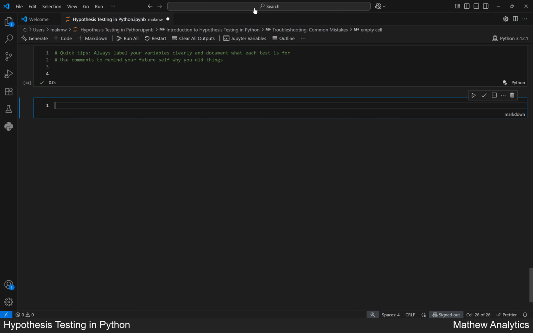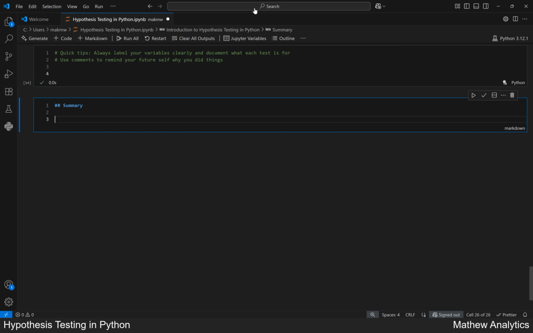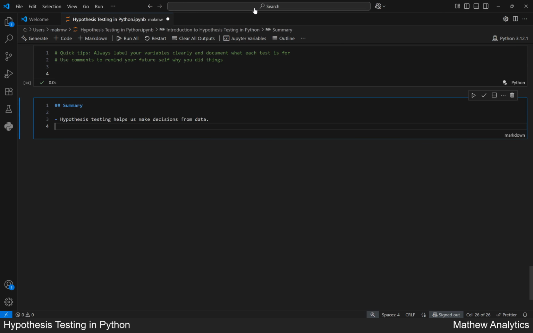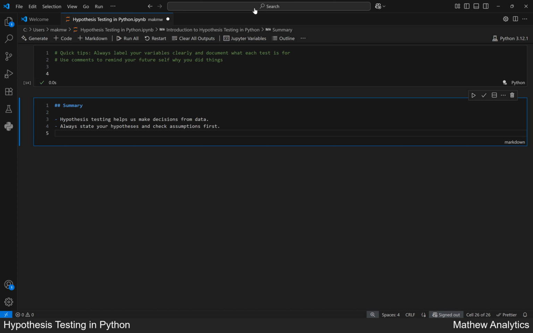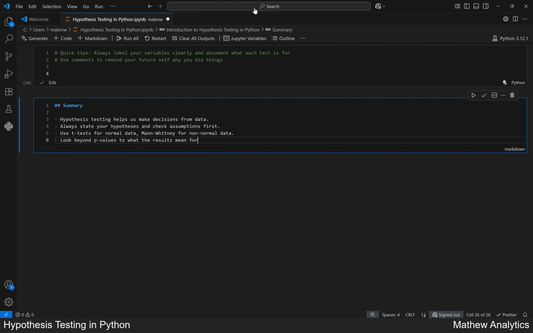Summary. Hypothesis testing helps us make decisions from data. Always state your hypotheses and check assumptions first. Use t-tests for normal data, Mann-Whitney for non-normal data. Look beyond p-values to what the results mean for the real world.